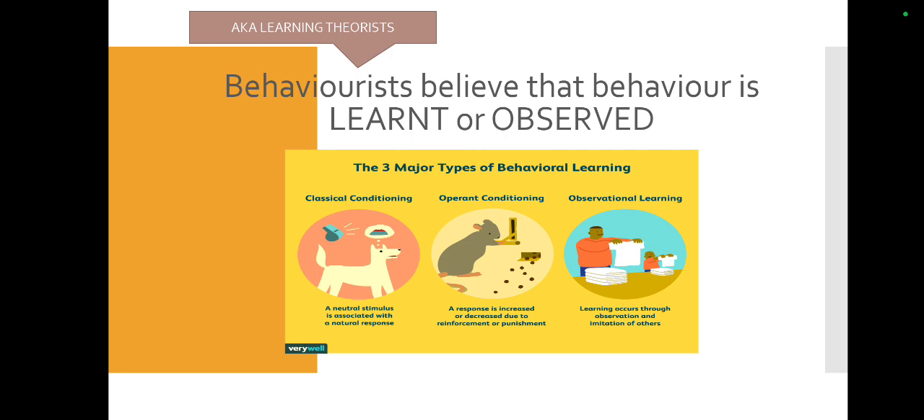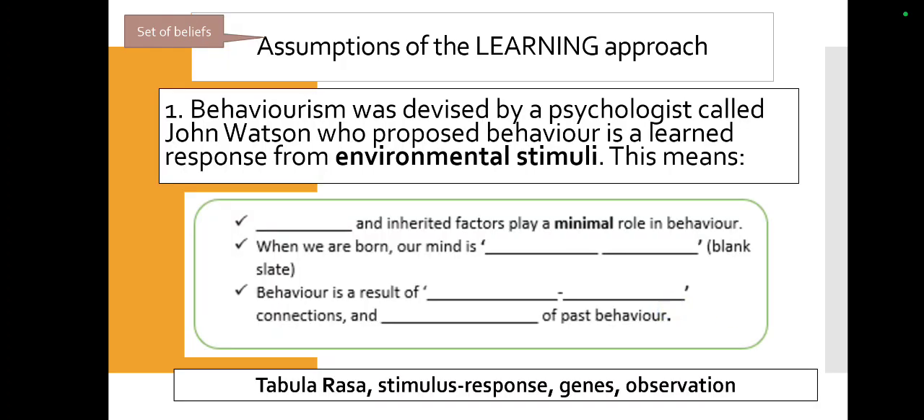Okay, so that's an overarching key idea. And then we can break that down further into two core assumptions. The first core assumption, as you can see in your booklet and as I've got on the screen here, is that John Watson, who is a key behaviourist in this particular field, proposed that behaviour is learned from environmental stimuli. So everything that you know, everything that you are, everything that you do, or the ways in which you act, has been previously learned from environmental stimuli.